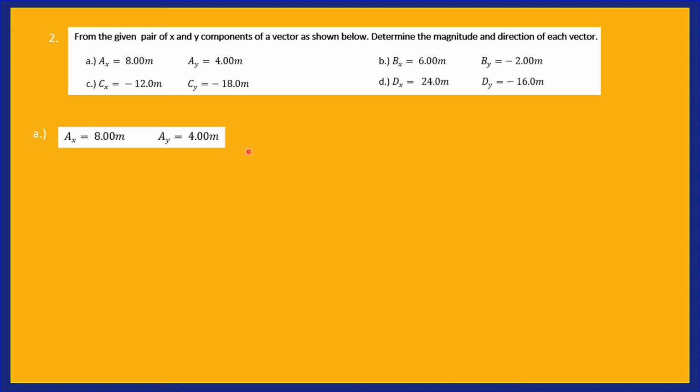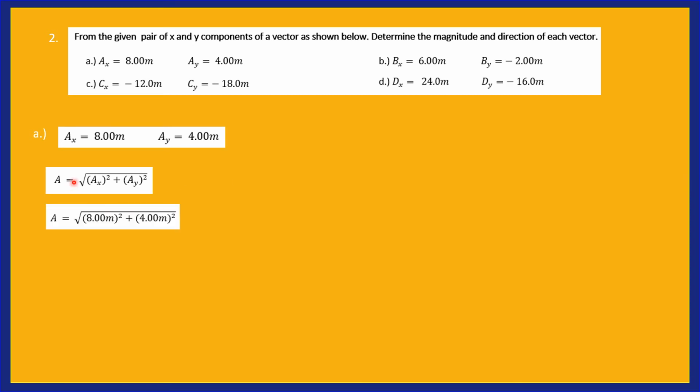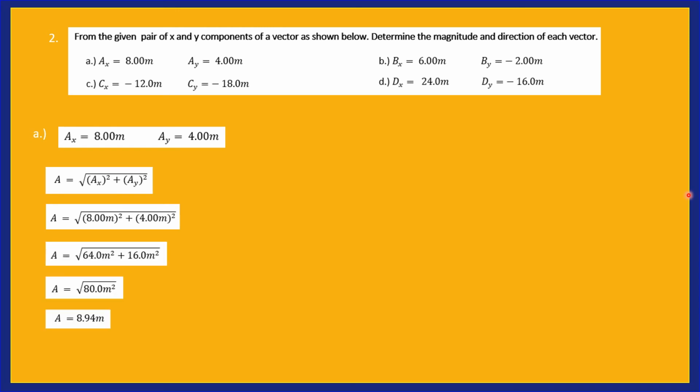To find that vector, you need to know its magnitude and its direction. How do you find the magnitude? Remember the formula, A equals square root of Ax squared plus Ay squared. Put the numbers, we have 8 squared plus 4 squared, 64 plus 16 gives us 80. Square root of 80 is equal to 8.94 meters.